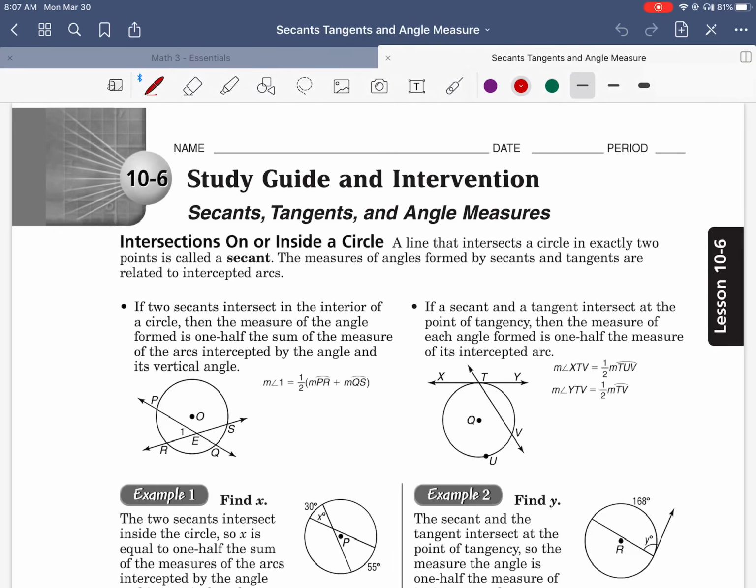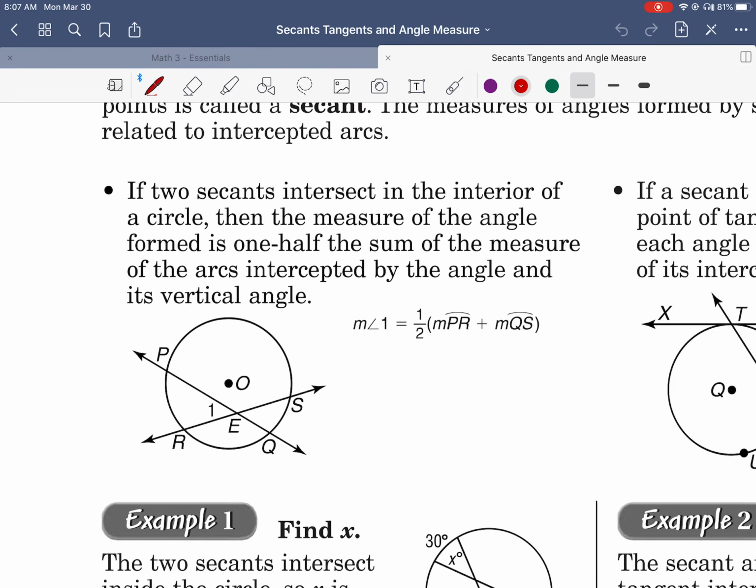Good morning, everybody. Today we are working with secants, tangents, and angle measurements. So these are the same notes we've been doing in our notebook, 44 through 49. Today we're going to talk about angles that are inside, on, and outside of the circle. I concentrate more on where the circle is located rather than what makes up the angles.